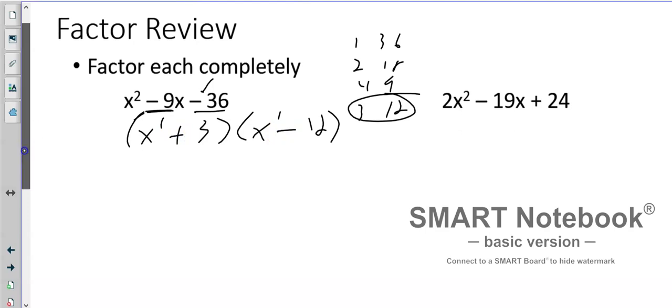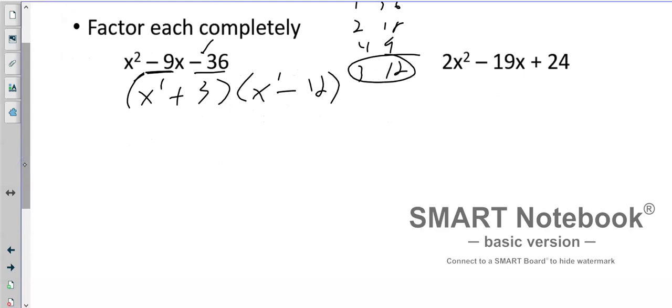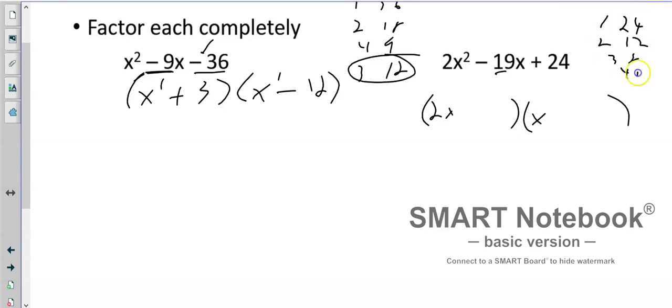Right? On the second one here, if this was an even number, we would factor out a 2, the GCF, but we can't. So we're going to have two parentheses. The only way to get 2x squared is 2x times x. Now the factors of 24 are 24 and 1, 2 and 12, 3 and 8, 4 and 6. So you just guess and check.